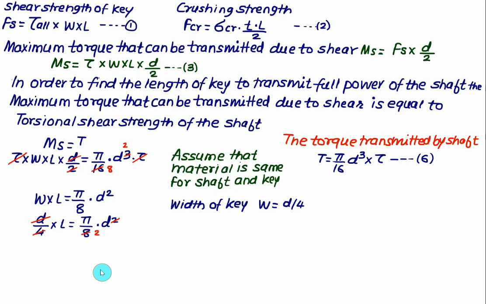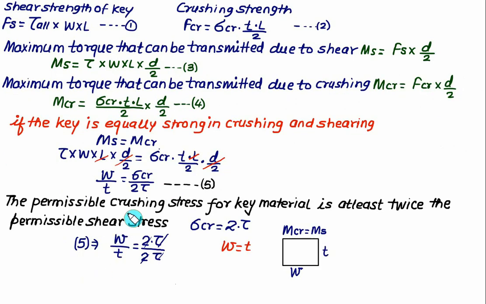So if we equate the maximum torque that can be transmitted due to shear to the torsional shear strength of the shaft, and we assume the same material for the shaft and key, and the width is equal to d by 4, then the length of the key will be equal to pi multiplied by d divided by 2. In this fashion we can calculate the length of the key. And if the permissible crushing stress for the material is equated with the shearing, we get W equal to T, assuming sigma crushing is equal to 2 times tau. But if the values are different, then you have to use equation number 5.